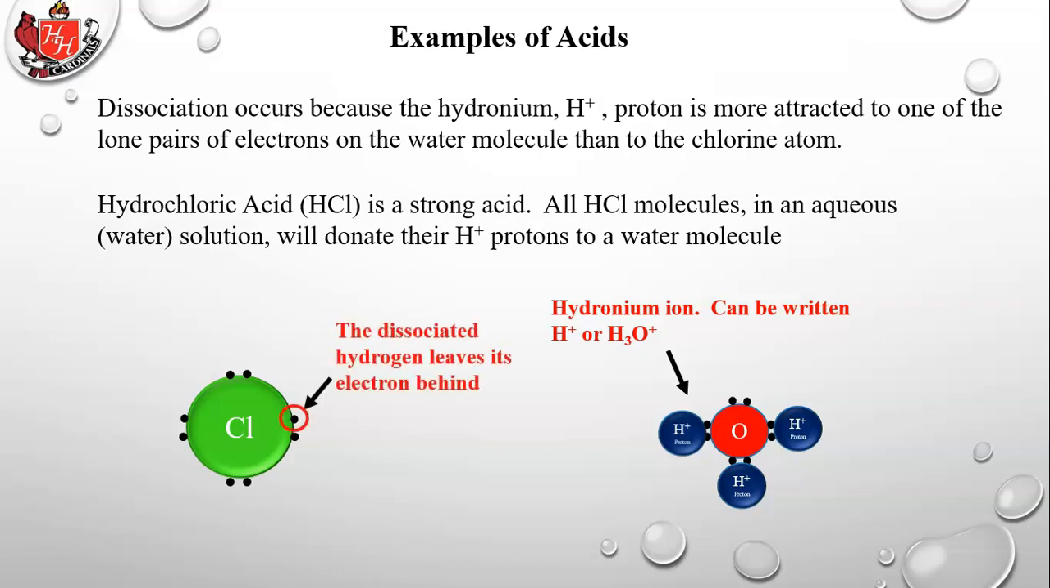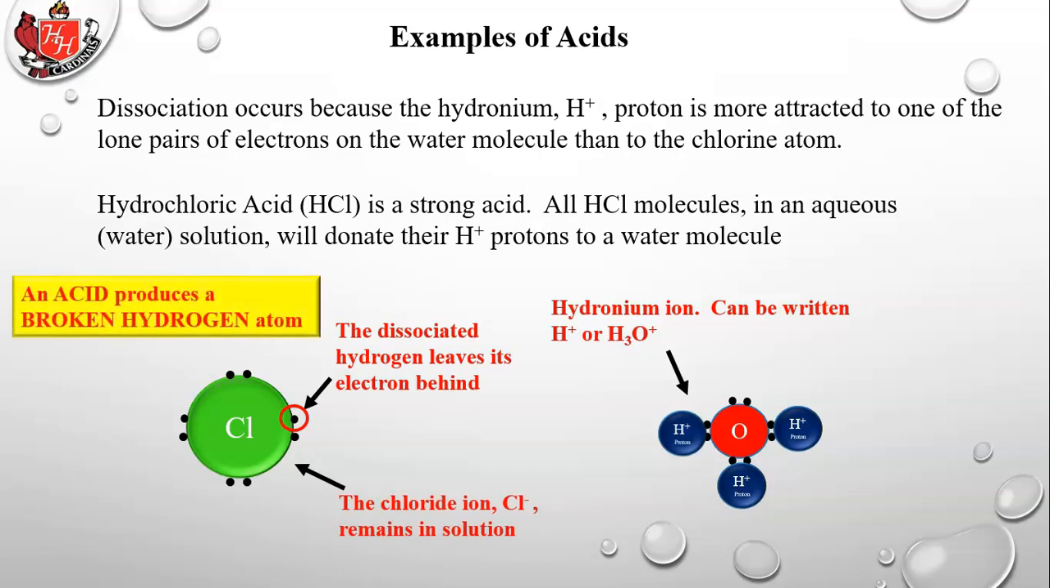The dissociated hydrogen leaves its electron behind. That gives the chlorine a negative charge now, so the chloride ion Cl- remains in solution. An acid produces a broken hydrogen atom. That's what happened. The proton jumped over to the water molecule and left its electron behind. So you broke a hydrogen atom in two.